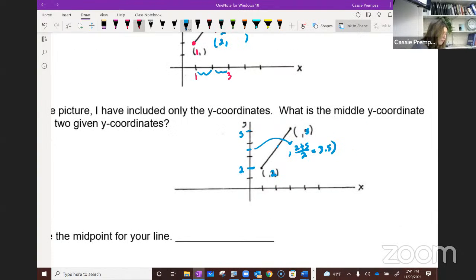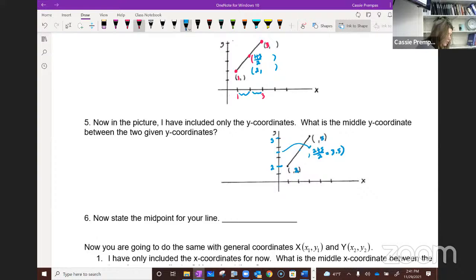So now what would be the midpoint of this line? We know that this x coordinate is 1, this x coordinate is 3. Just put those pieces together. The middle x is 2, and the middle y is 3.5. So essentially, that's what you have to do for any coordinates on the xy coordinate plane.